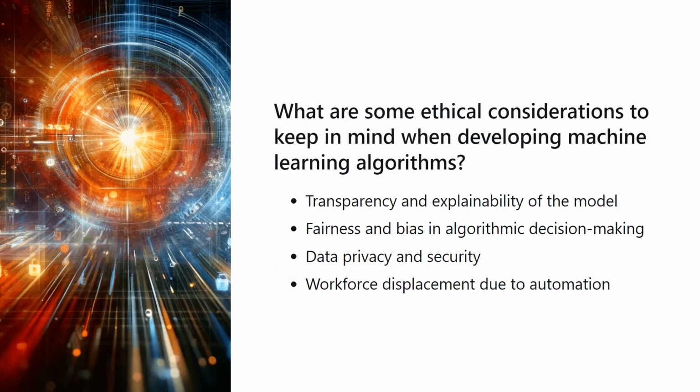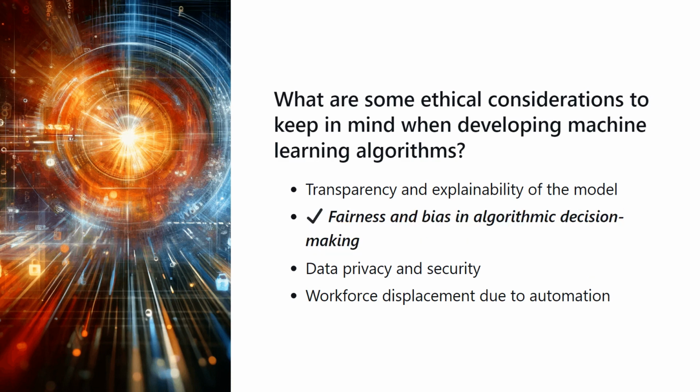Alright, here comes the next question. What are some ethical considerations to keep in mind when developing machine learning algorithms? Transparency and explainability of the model. Fairness and bias in algorithmic decision-making. Data privacy and security. Workforce displacement due to automation. The answer that is accurate is fairness and bias in algorithmic decision-making. Let's now examine why this answer is correct.